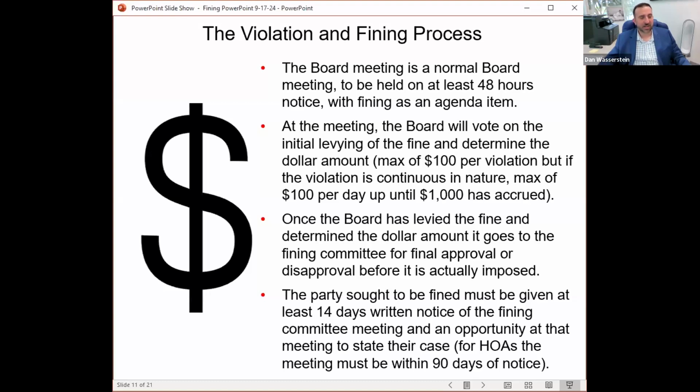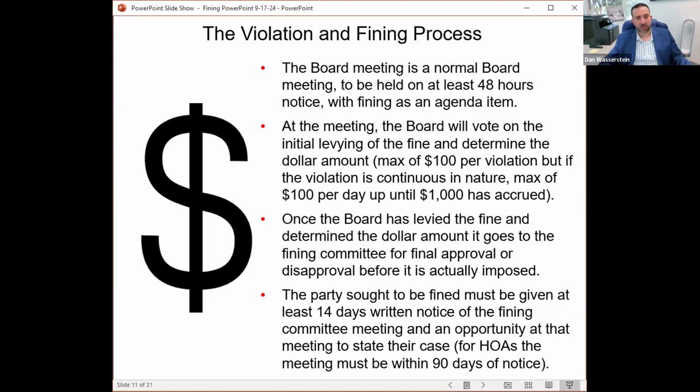You also can't delegate the board meeting to the manager. The board has to meet. It's very clear in the statute, and it's been clarified over the last 2 years that the board has to meet. So that's step two. So now once the board's levied the fine and determined that dollar amount, that's when it goes to step three, which is the fining committee.